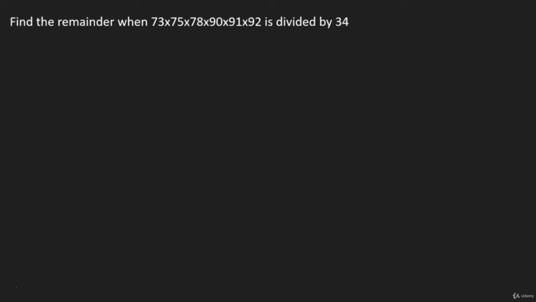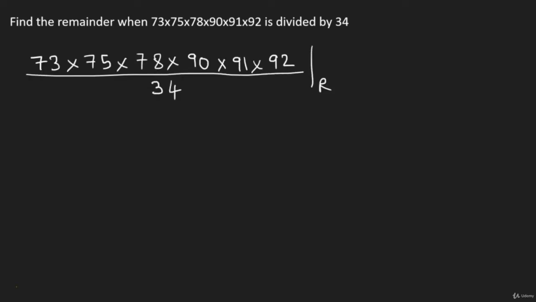Let's do this problem. 73 into 75 into 78 into 90 into 91 into 92. You need to divide this by 34 and find the remainder. Pause the video, give it a try, and then we'll do it together. Alright, I hope you have given it a try. Let's do it together. So the question is 73 into 75 into 78 into 90 into 91 into 92 divided by 34, and you need to find the remainder.